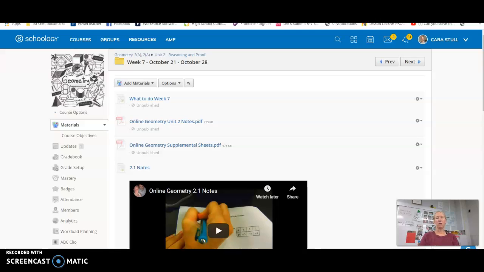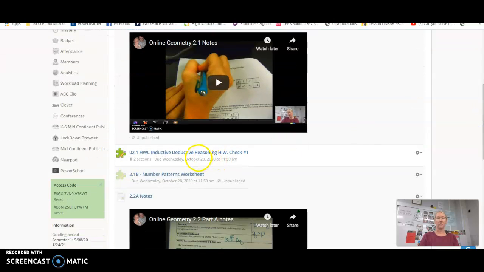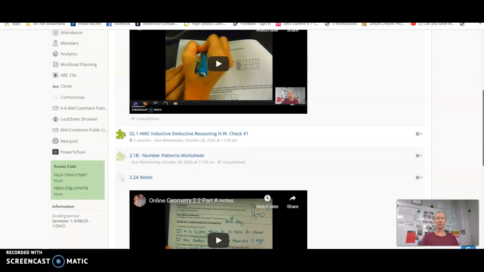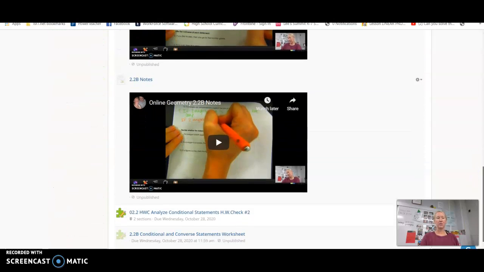So this week you are going to watch the 2.1 notes, and then there's a 2.1 homework assignment, and then there's this patterns worksheet. It is the first page in the supplemental sheets. You're going to complete that, and then you're going to input the specific answers at once into the blanks in that assignment. Then you have 2.2a notes and 2.2b notes.